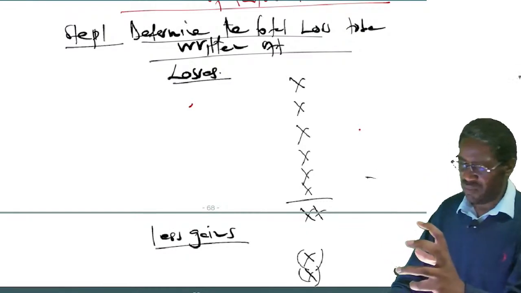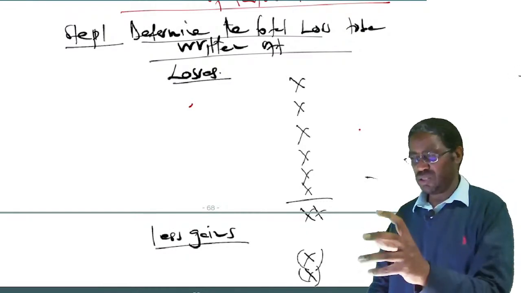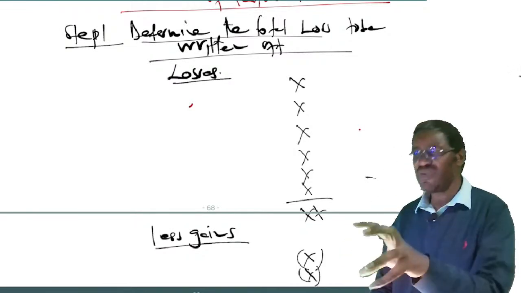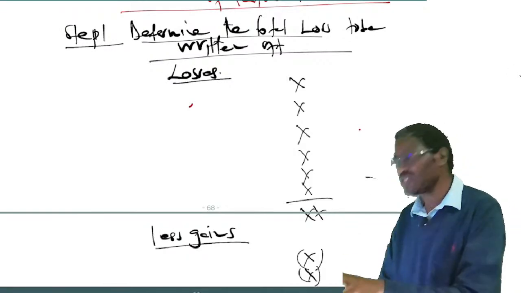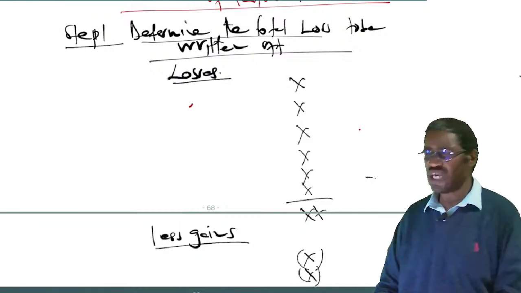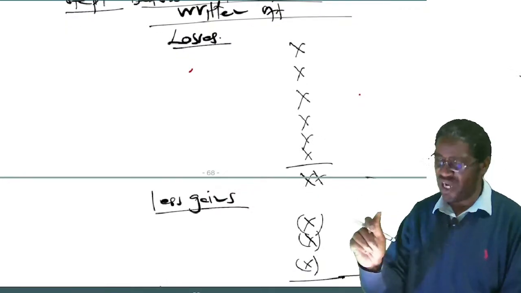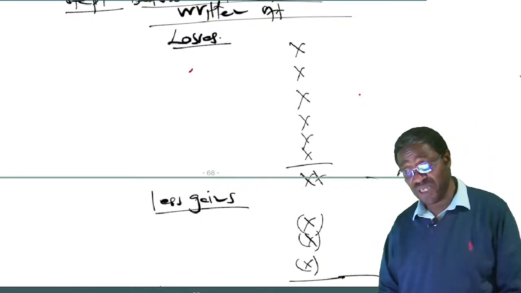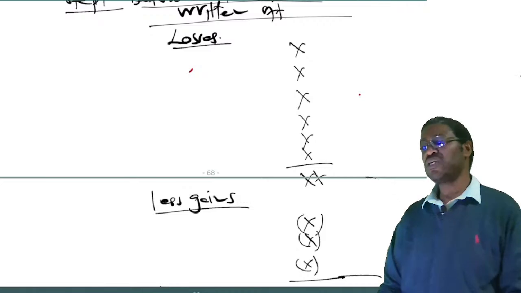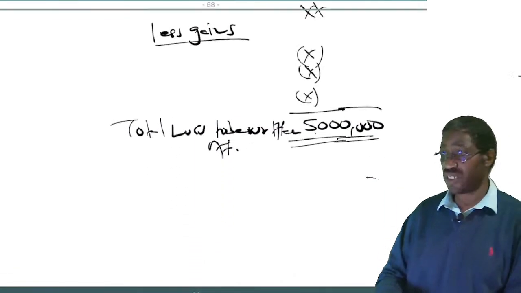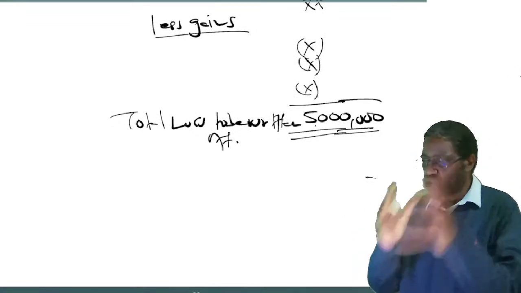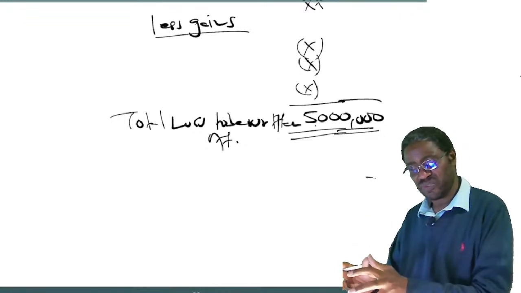If you are not given a scheme and you are to design one, there are 4 steps that must be followed. Number 1, determine the total loss to be written off. How do you determine that total loss? By identifying the losses that the company will suffer in the process of reconstructing themselves. Then identify the gains that the company will make in the process of reconstructing themselves. Get the net of the two, and that will give you the total loss to be written off.